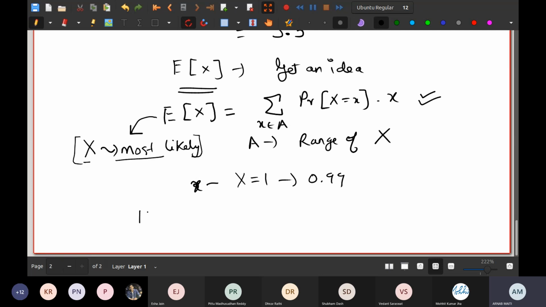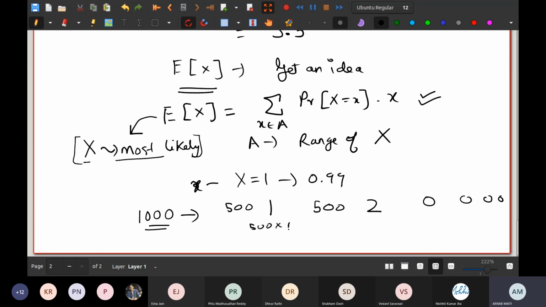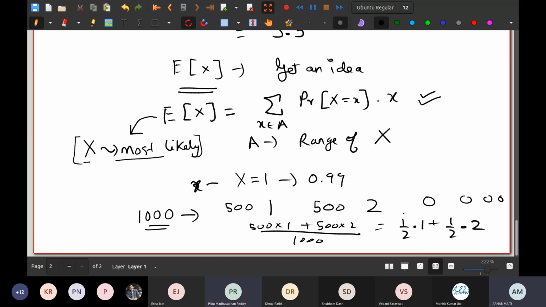Because in terms of experiments, say you do the experiment 1,000 times and you get 1 about 500 times, 2 about 500 times, and the rest 0. Then the average will be 500 times 1 plus 500 times 2 by 1,000, which is nothing but half times 1 plus half times 2. Half is your probability of getting 1 and half is your probability of getting 2, which exactly matches the definition. So I hope you get the idea why the definition of expectation was chosen in this way.